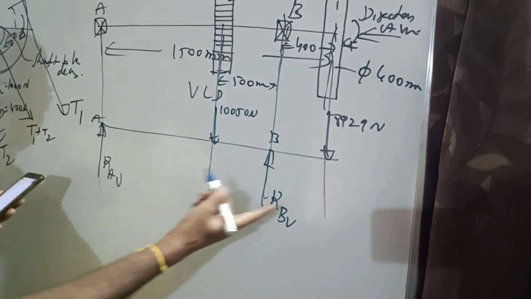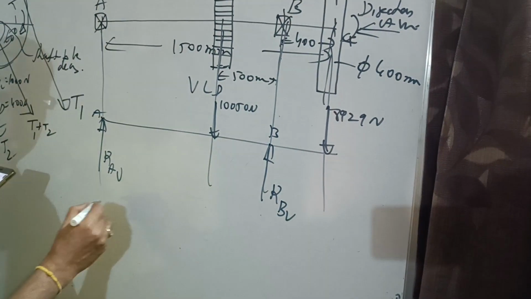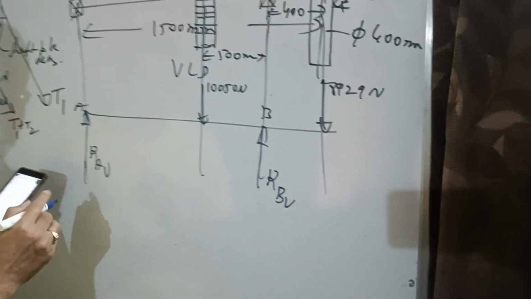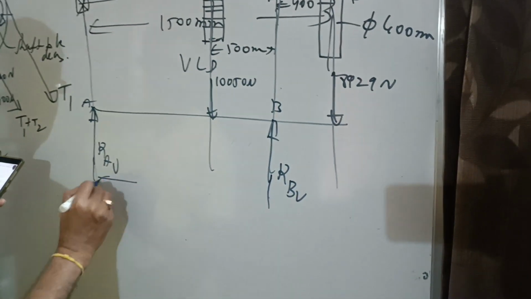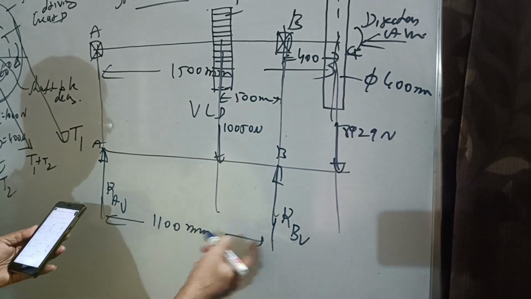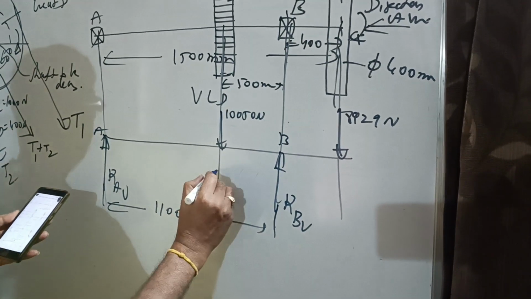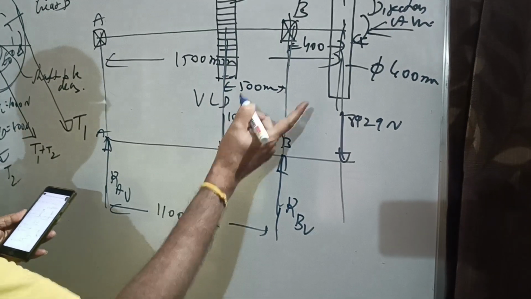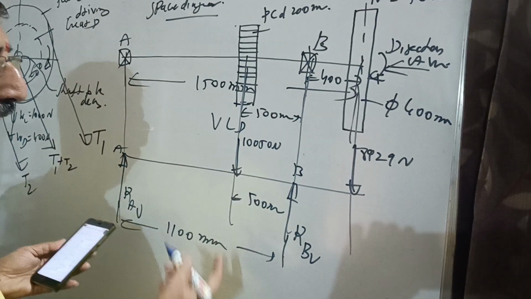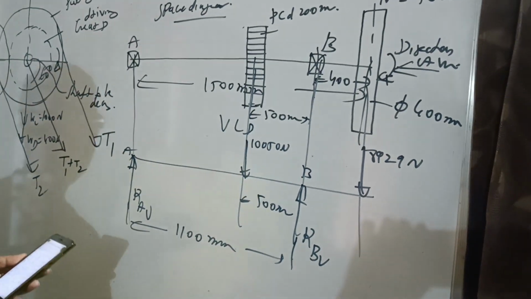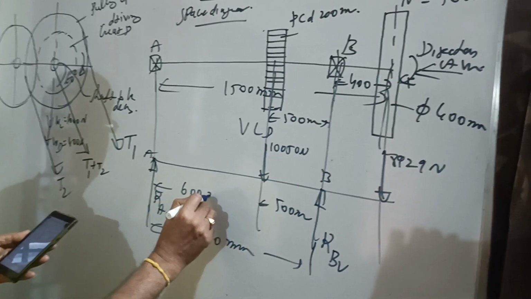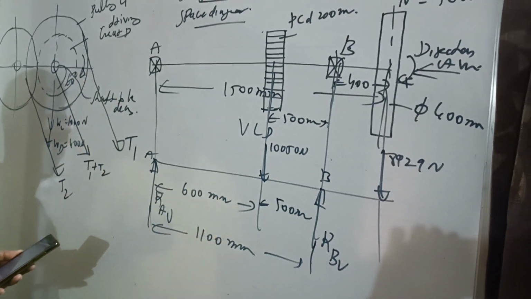So reactions RAV and RBV. Now what do I have to do? The distances, of course. Let us mark this here. Between the bearing supports it is 1100 millimeter, because the length of the shaft is 1500, and out of that you subtract 400. Between the gear and the right bearing B it is 500 millimeter. It is given in the problem because the gear is mounted at a distance of 500 millimeter from the right bearing. And this will be 600 millimeter. Just for our convenience, let us do this.